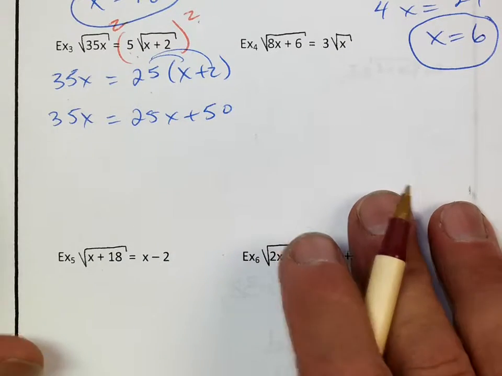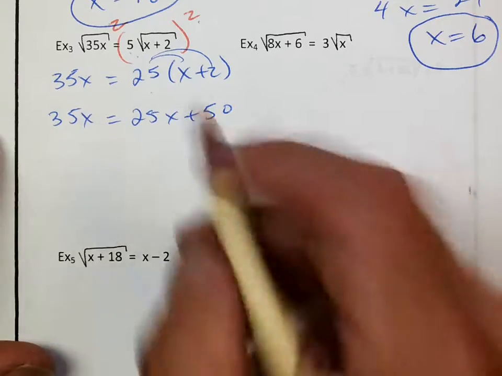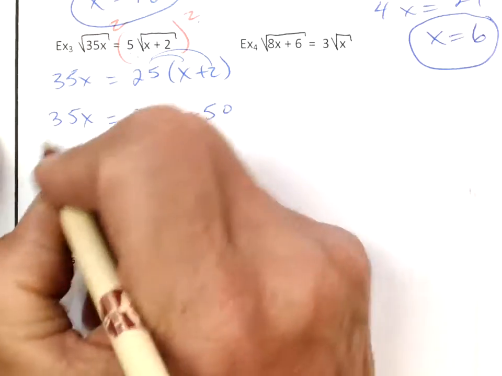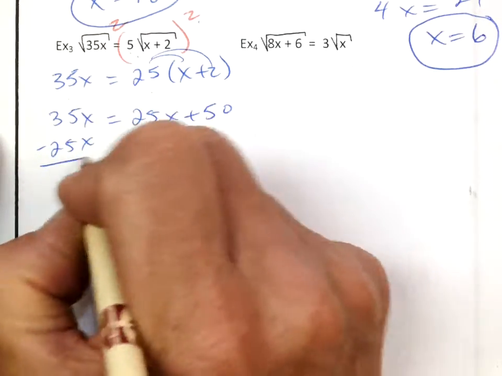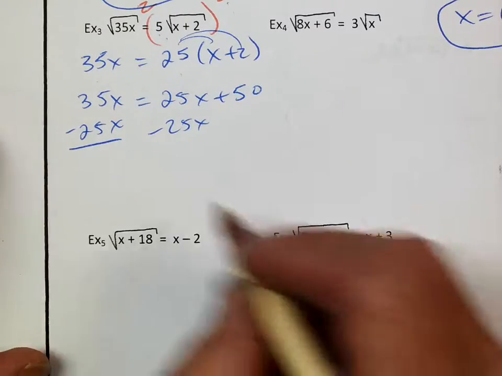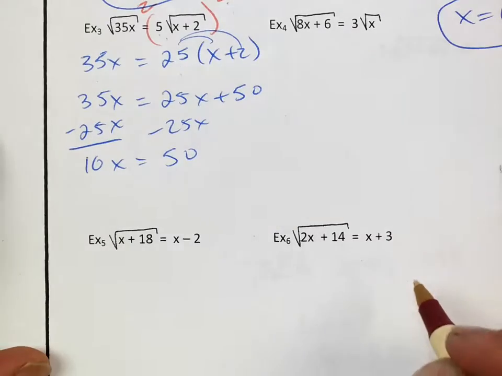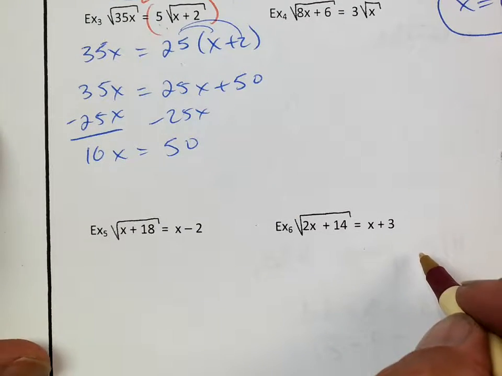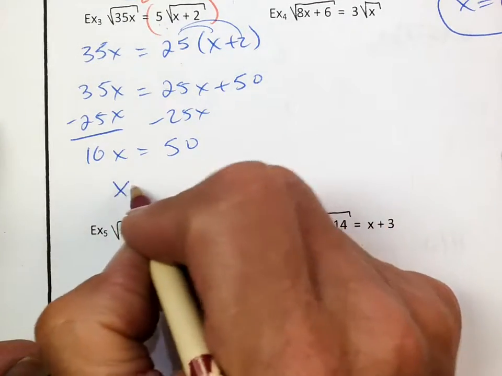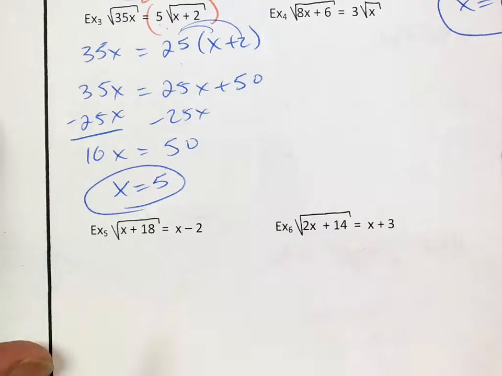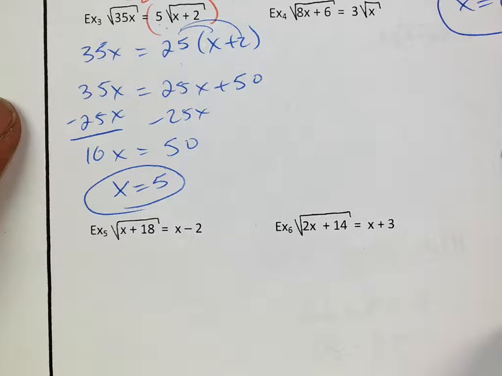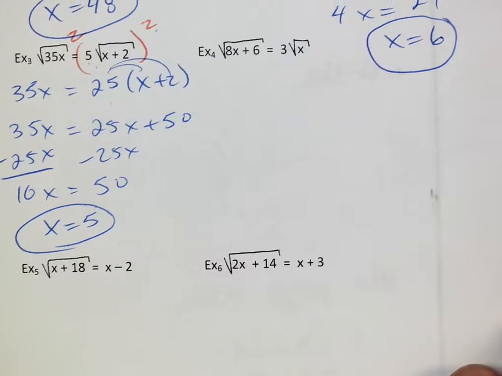How am I doing? Okay, am I going slowly enough? Yes. Okay. Minus 25x, minus 25x, right? 10x equals 50, right? Divide by 10, x is 5. We can do this, can't we? Right? Okay, everybody agree? Yes. This is not bad, okay? I like it. Okay, example 4 is just like it.